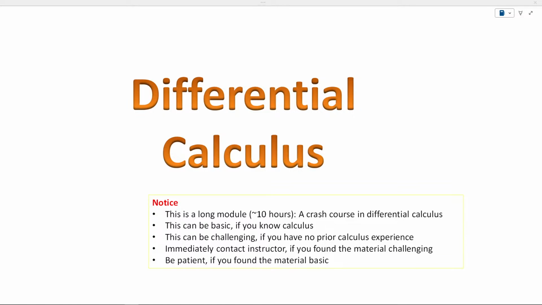Welcome. This is a new module about differential calculus. This is a long module. It's 8 hours, so it will cover a period of 4 weeks, and this will be like a crash course in differential calculus. For some of you, about half of this material will be basic, so please be patient.